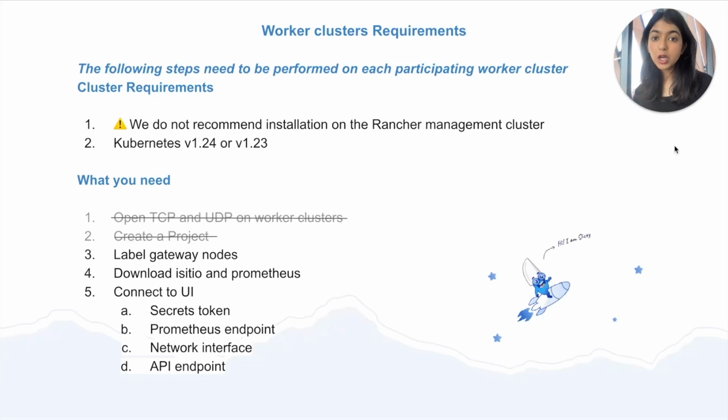So now that we've created the project, another clerical step we need to take is labeling the gateway nodes. If you have multiple node pools on your worker cluster, then you can add a label to each node pool. Labels are useful in managing and scheduling rules for nodes. So I'm going to head over to the first worker's Rancher page to do that, and I'll see you there.